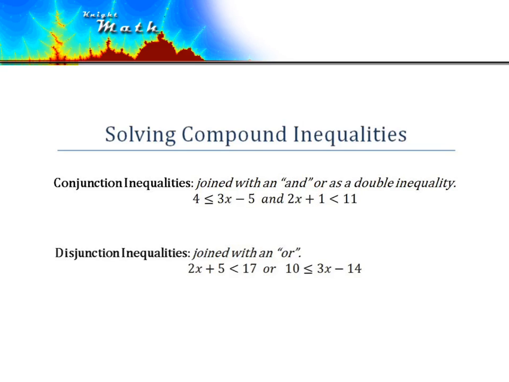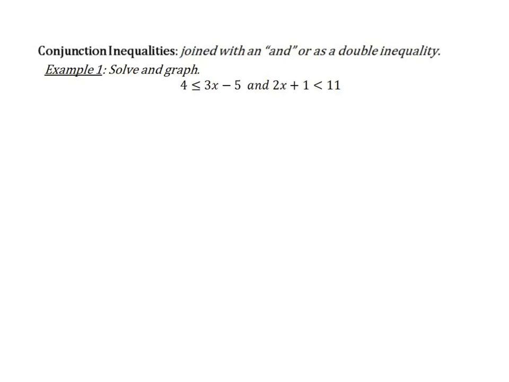A disjunction inequality is combined by the word or, and that means that either this can be true or this can be true. Just one of them will be true, and then we have a solution for x. So let's take a look at how we solve these inequalities.